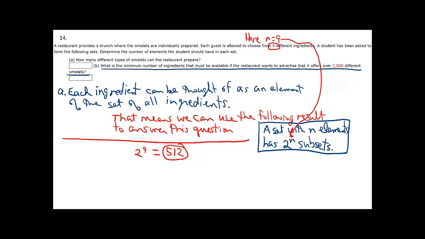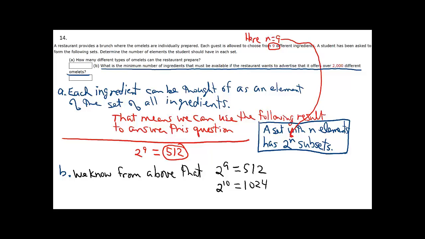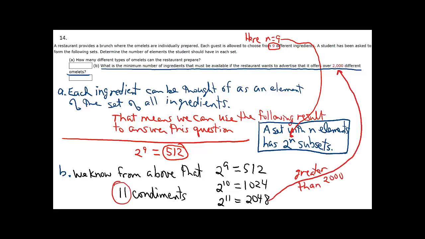The B part says, what is the minimum number of ingredients that must be available if the restaurant wants to advertise that it offers over 2,000 different omelets? Again, it's an omelet instead of a sandwich, but the 2,000 stayed the same. So you start taking powers of 2. You know that 9 only takes you up to 512, so then you try 10. It takes you up to 1,024. Try 11. That finally surpasses 2,000. So you need at least 11 ingredients. I call them condiments here, but really ingredients, to get you over the 2,000 different omelets.